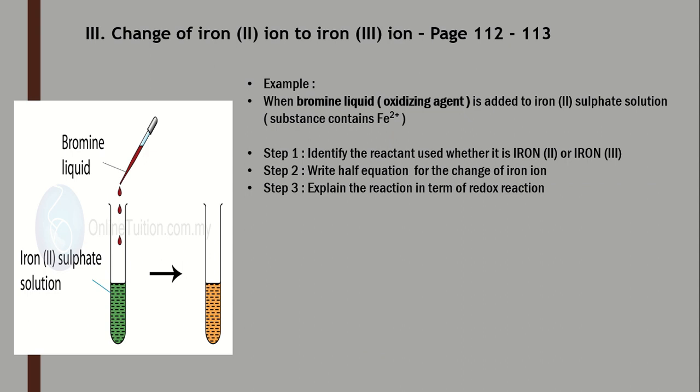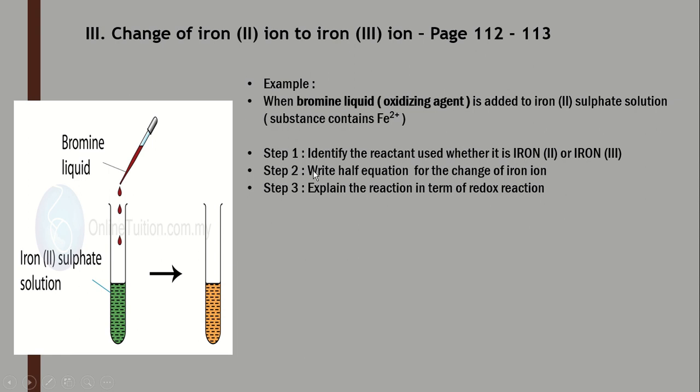Okay, look at the first reaction, which is the change of iron 2 ion to iron 3 ion in your module page 112 and 113. This is the reaction. The first reactant is iron 2 sulfate solution, and the second reactant is bromine liquid. So when bromine liquid is added to or reacts with iron 2 sulfate, this is the step you must remember. You must know how to describe the reaction.